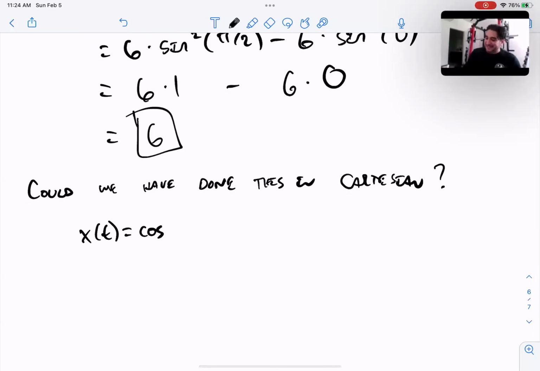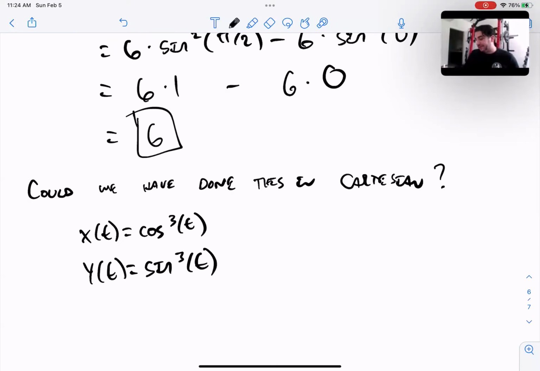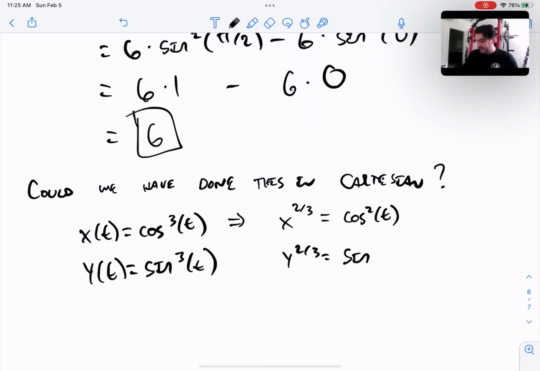So here's what you would have. You'd have x and y, these are the formulas for x and y. So we'd have to eliminate t somehow, right? The easiest way to eliminate t here is going to be to raise both sides to the 2/3 power, to get cosine and sine squared. So take both sides of this parameterization in both coordinates to the 2/3 power, to cancel the 3 and raise it to a 2.